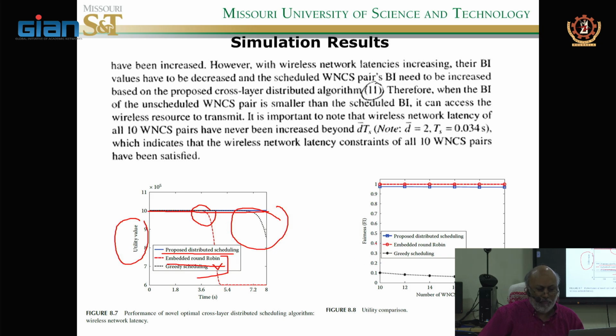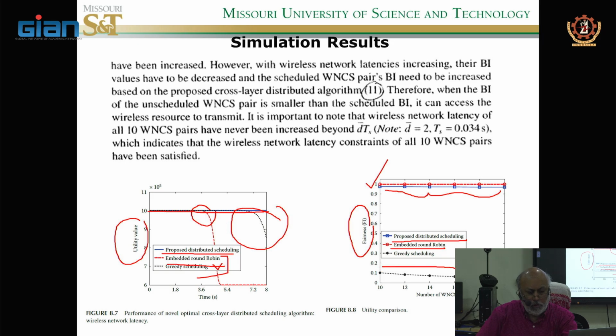Now look at this fairness index. What happens typically is that one of these approaches has maximum utility and keeps transmitting, but it doesn't become fair. A lot of times it becomes unfair. So to check the fairness, we did that, and look at that. Embedded round robin has very high fairness. Next, the blue, our approach, is very close to the round robin. And the one with a very low fairness index is the greedy scheduling.